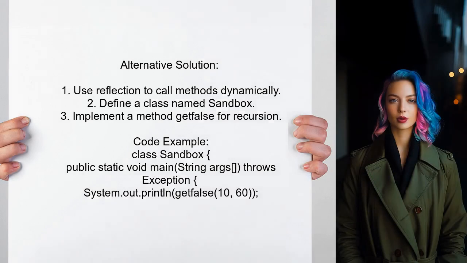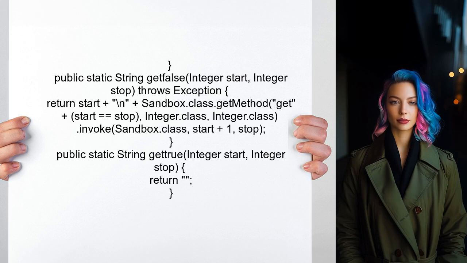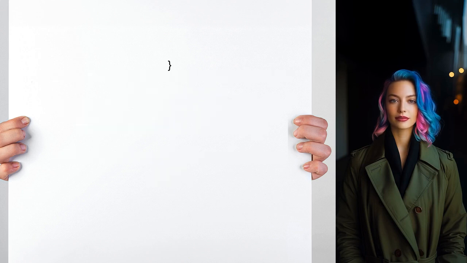An alternative solution provided by a user involves using reflection in Java. They define a class called Sandbox with a main method that prints numbers from 10 to 60. The method getFalse is called recursively, utilizing reflection to invoke itself until the stop condition is reached.